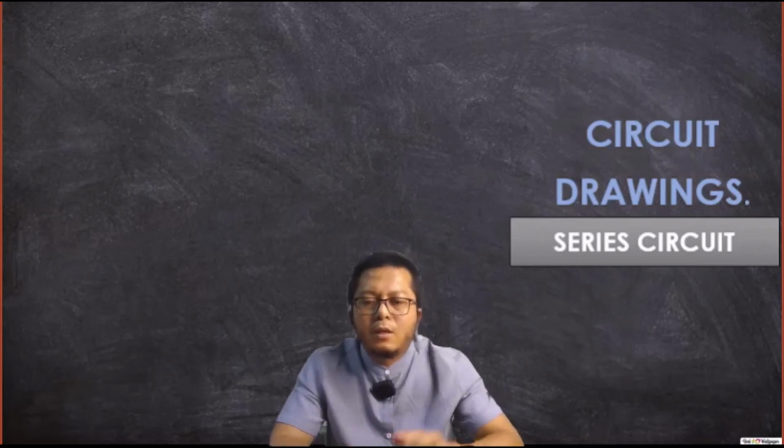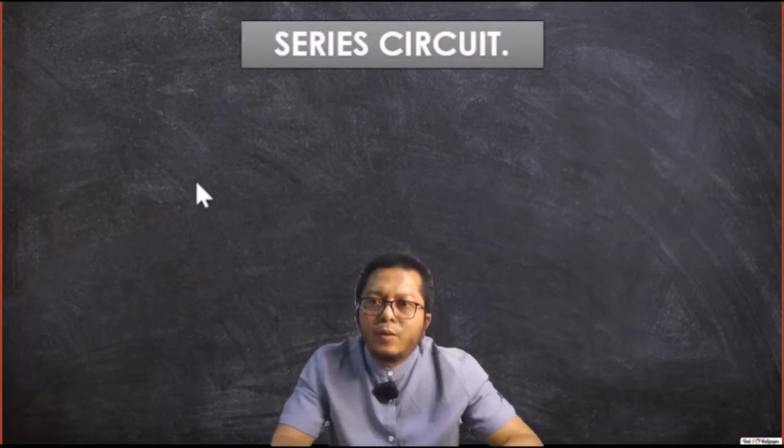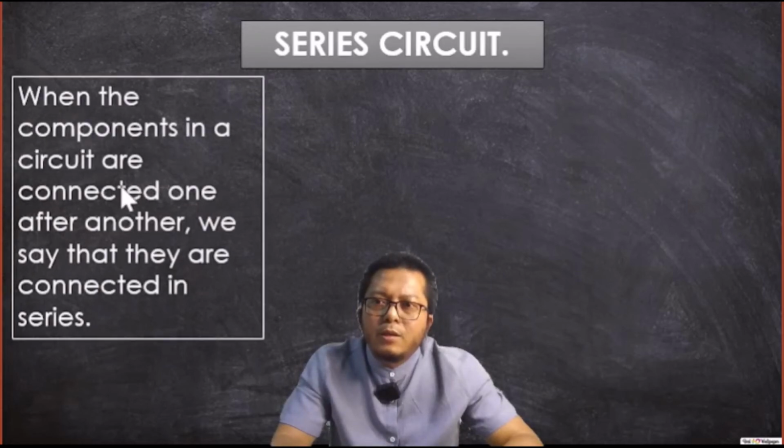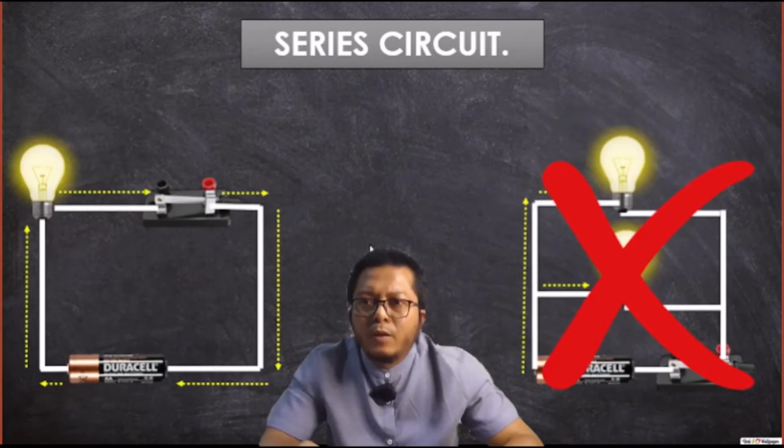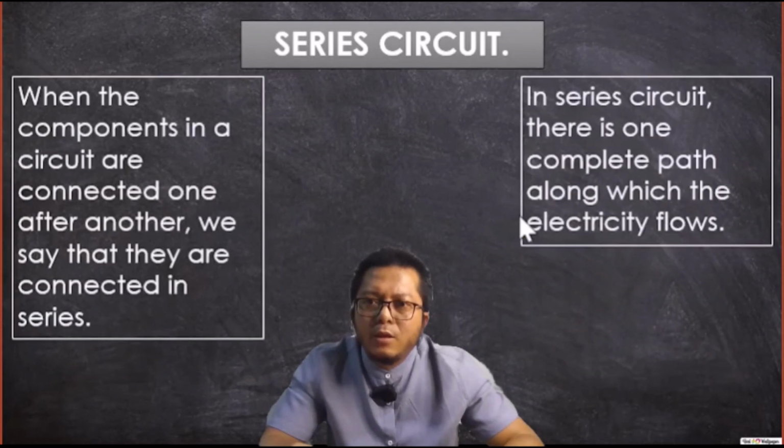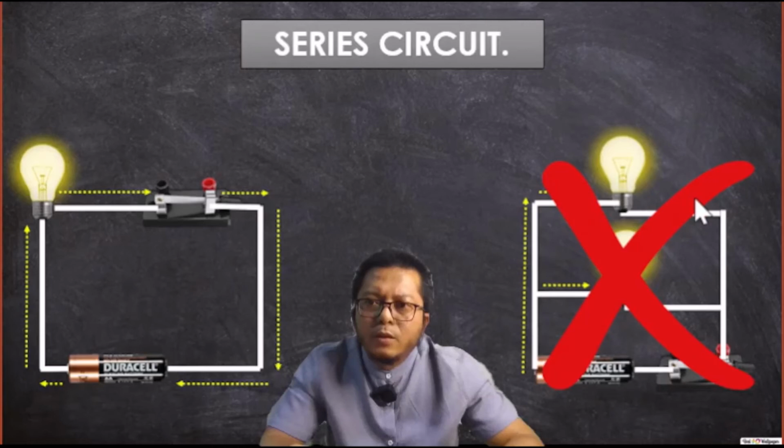Now move on to series circuit. Now what is series circuit? Series, when components in a circuit are connected one after another, we say that they are connected in series. Okay, let's take a look here. In a series circuit, there is one complete path along which the electricity flows. Now we have this. If the electric current moves in one line like this, we call it series circuit. This is series.